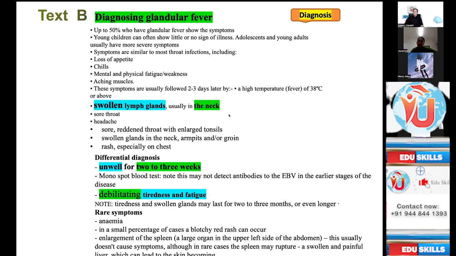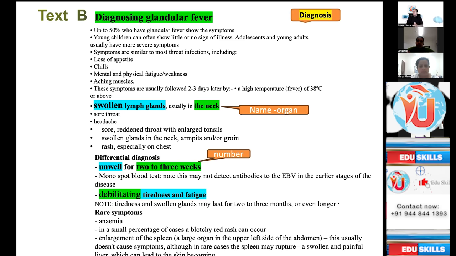As we said, there is a name of your organ, neck, a body part. Then you have two to three weeks, numbers. Be mindful: when they write single digits, they spell out the words. You cannot find 2 and 3 as numerals here. That is the rule. When it is double digits or bigger, you can write the digits. So here you have the adjective debilitating, tiredness and fatigue. Debilitating is the experience explained, the adjective being used.